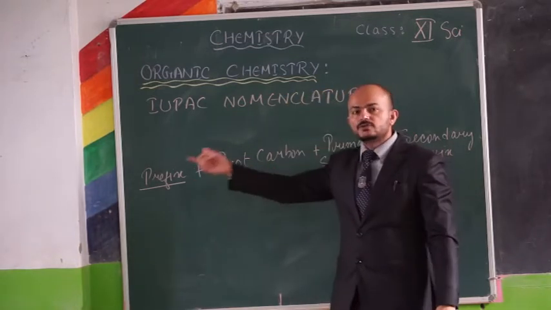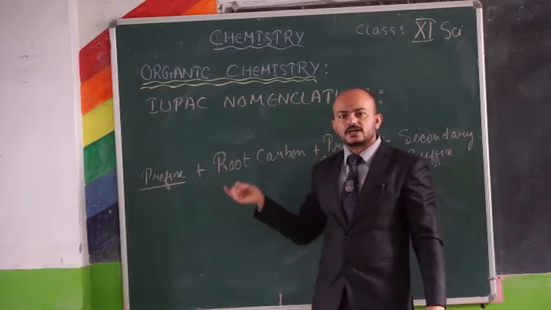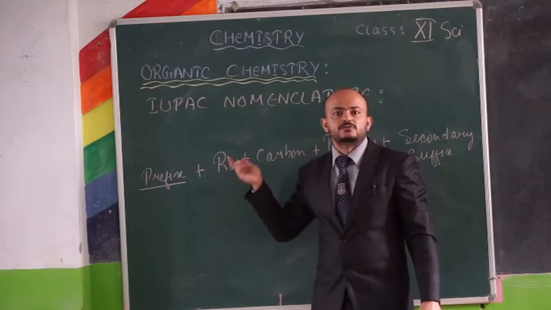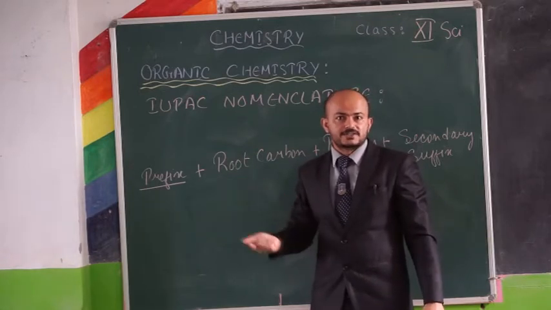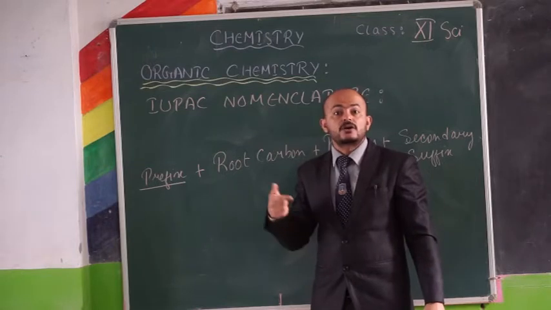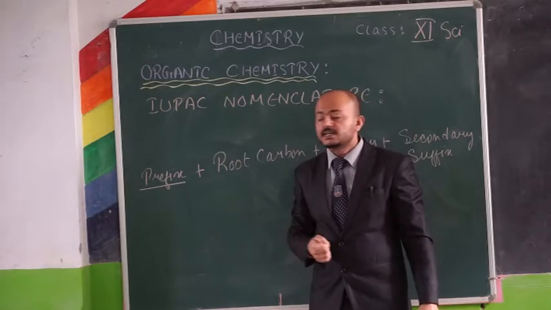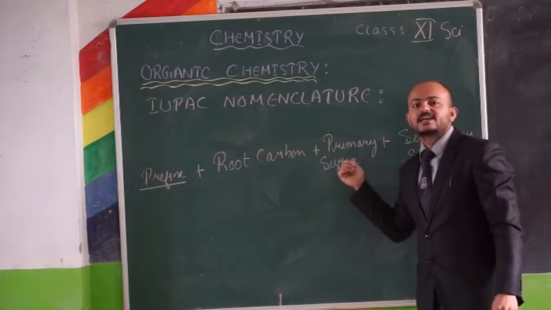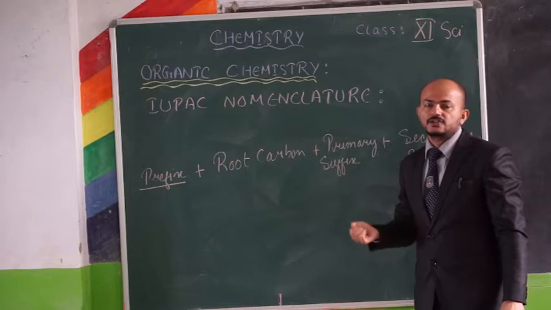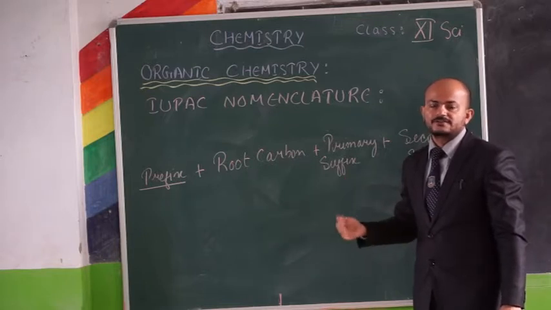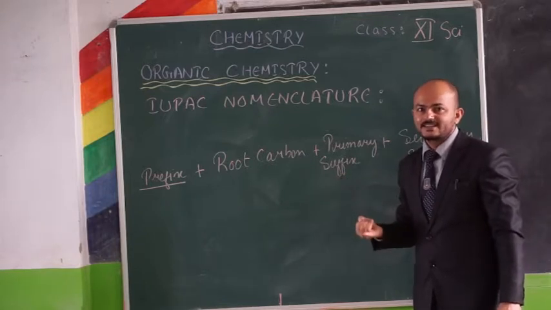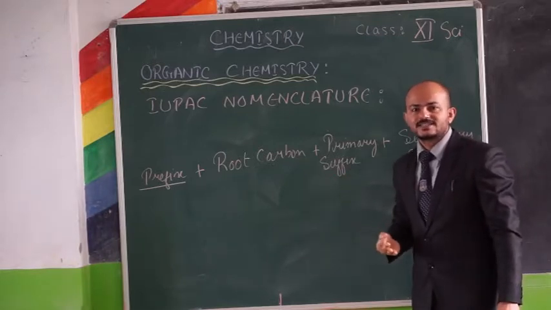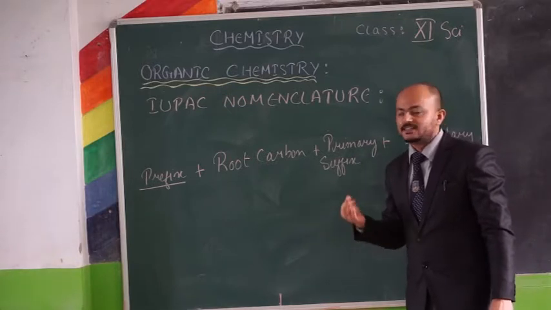In the root carbon you have to select the longest continuous carbon chain, and don't forget that the selected carbon chain should contain the functional group if it is present, and also unsaturation if it is present in the compound. Now the primary suffix deals with whether you have a single bond, double bond or triple bond. If a single bond is present, you write ANE. If a double bond is present, ENE, and if a triple bond is present, then you write YNE.